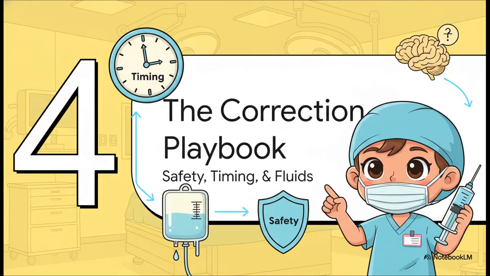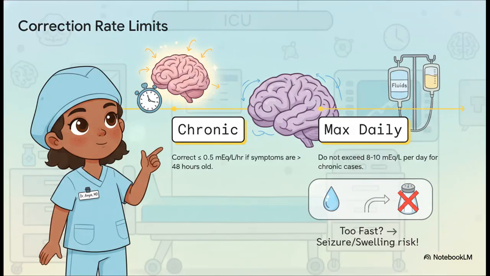So we have a diagnosis, we've done our calculations, now it's time to actually execute the plan. The correction playbook is all about doing things safely, at the right time, and with the right fluids. And here are your hard and fast safety limits. If it's acute, meaning it happened in the last 48 hours, the brain hasn't adapted so you can go a bit faster. But if it's chronic, or if you have no idea how long it's been going on, you have to follow these rules. No faster than half a point an hour, and an absolute max drop of 8 to 10 points over 24 hours. This is how you prevent that catastrophic cerebral edema.